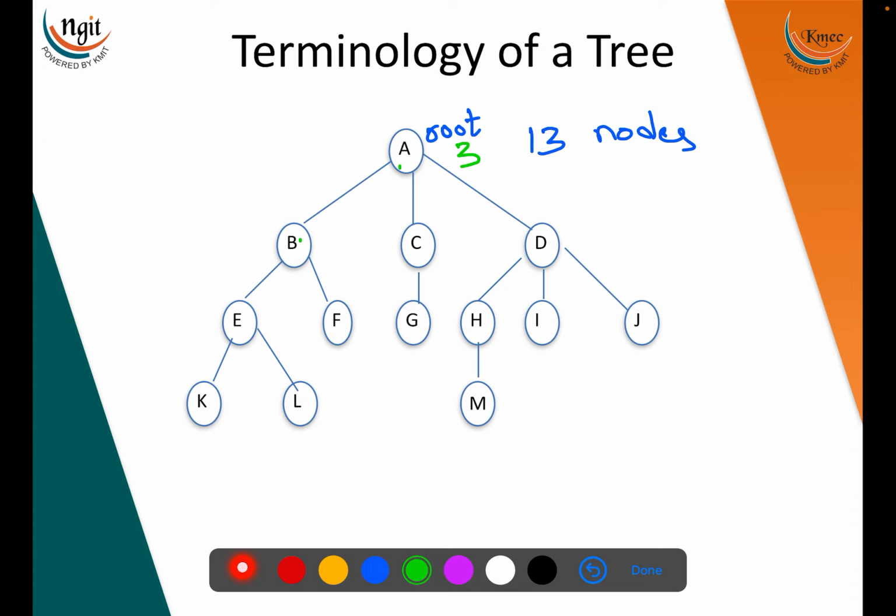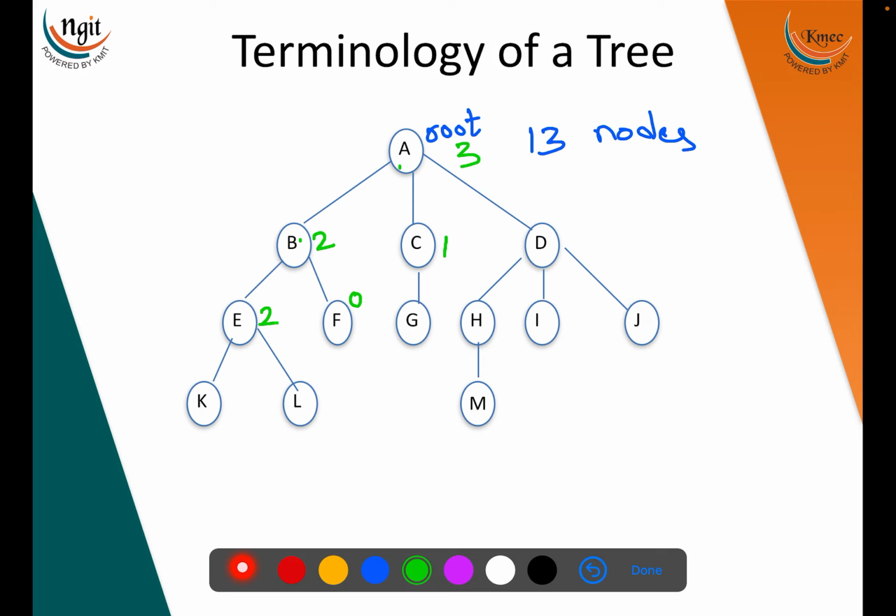Now what is C's degree? C's degree is 1, because it has one subtree. Now B has how many subtrees? 1 and 2. So B's degree is 2. E has how many subtrees? K and L. So the degree of E is 2. Now F has 0. No subtree was found.